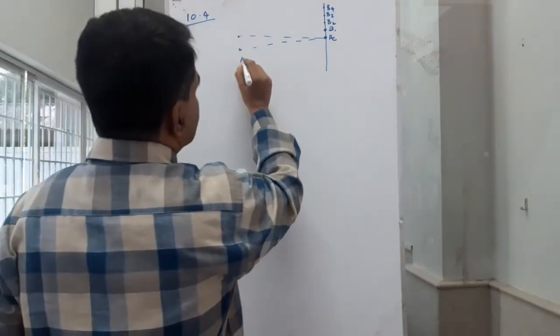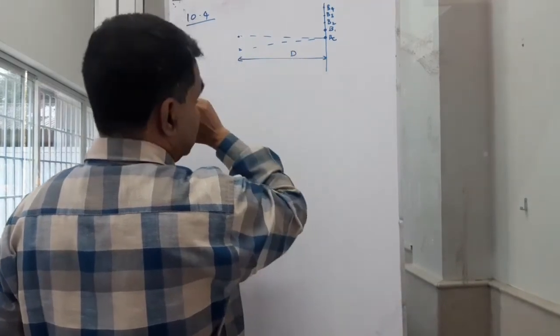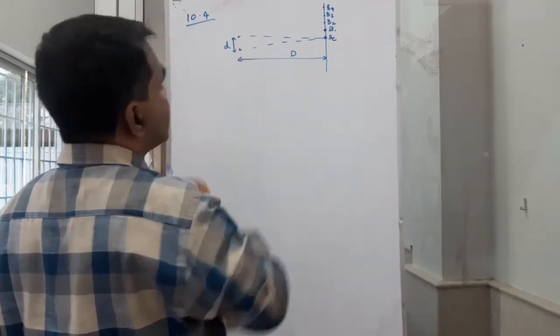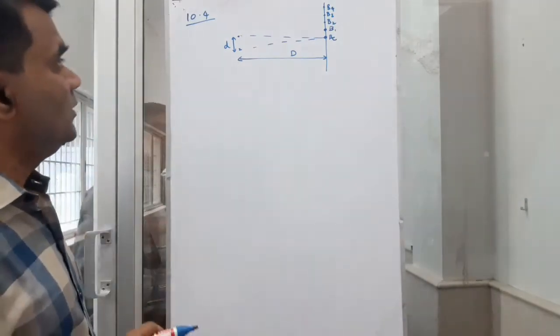So you know that this is D, and then this is small d, and given all that, right? So what is this asking?